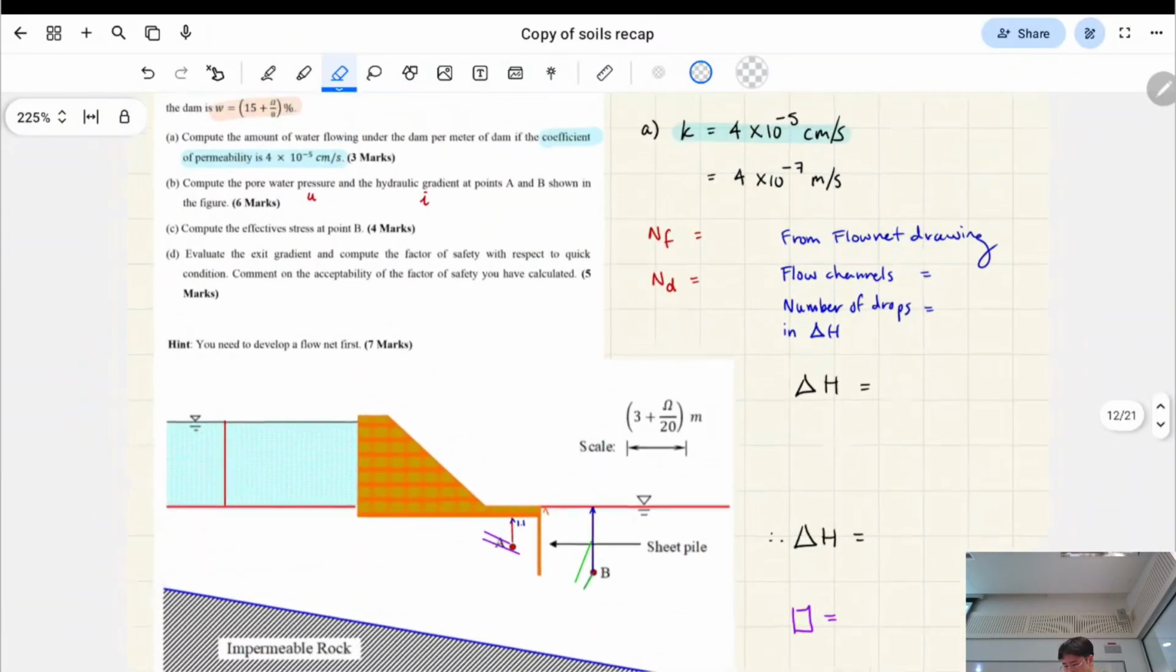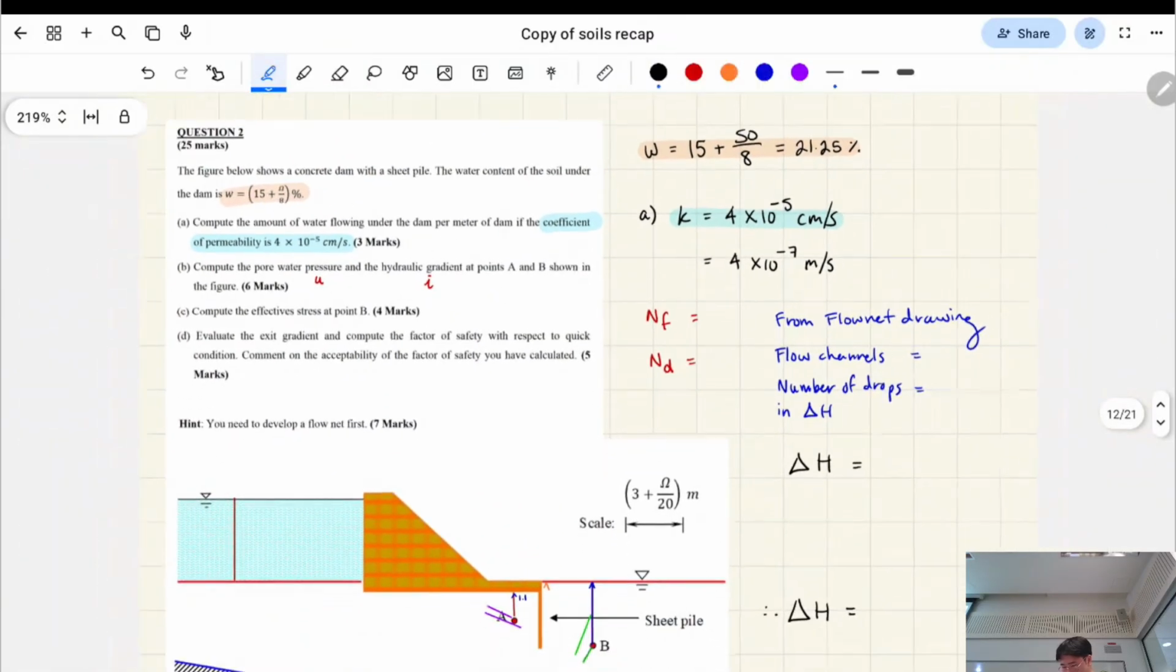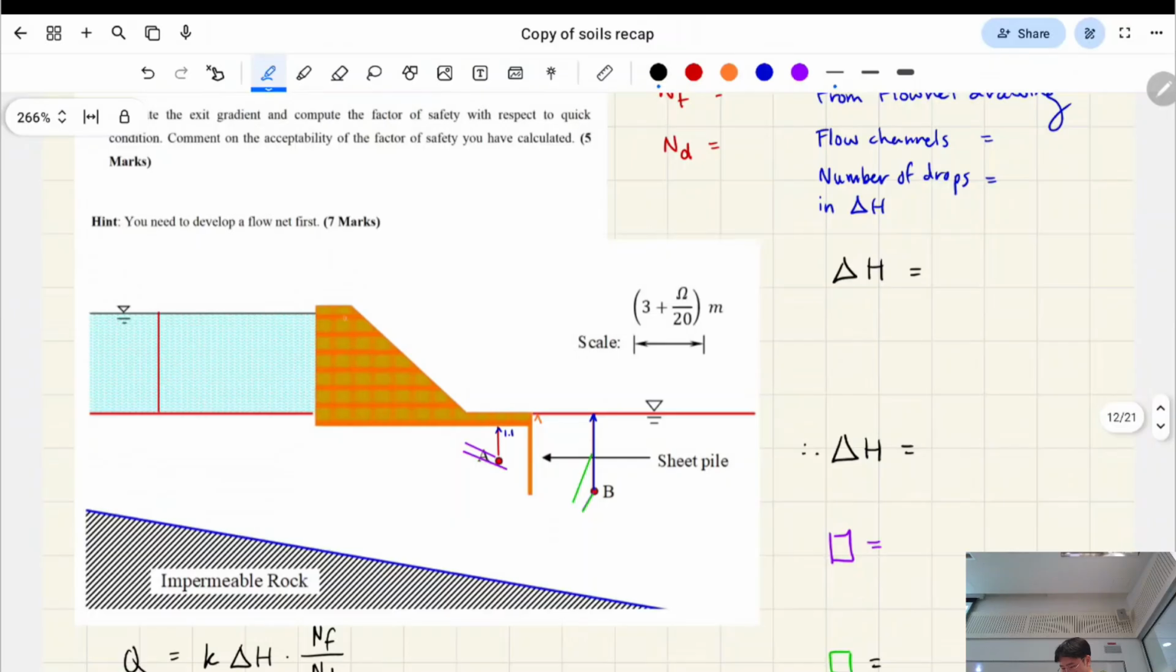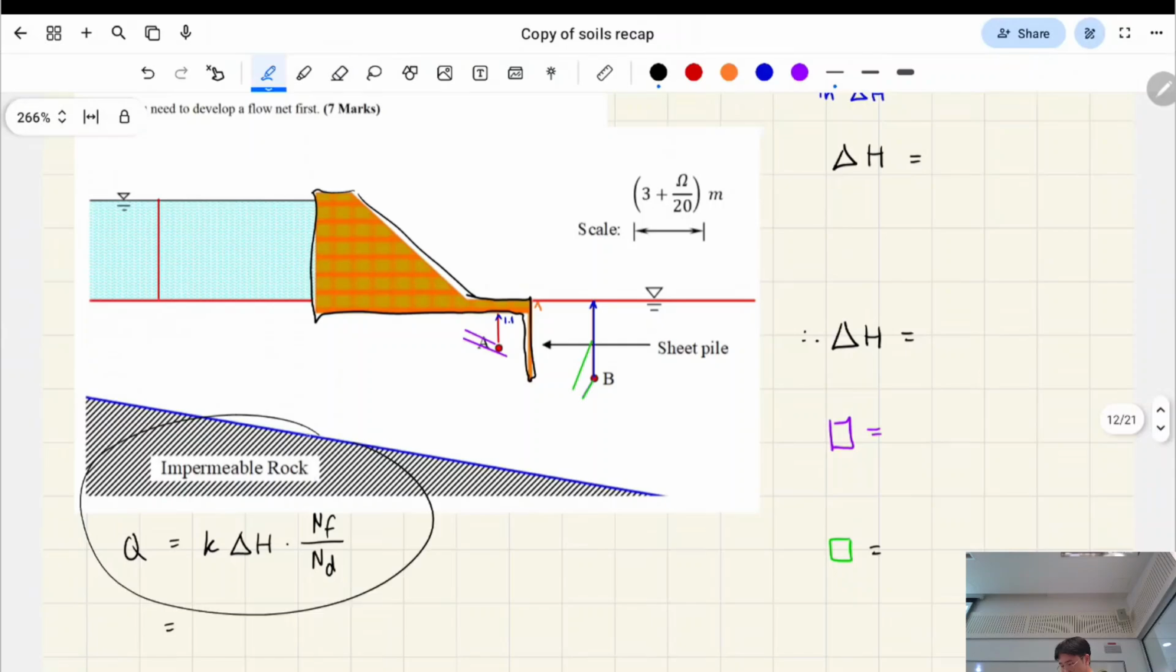Okay, so here's how a question is typically presented in the exam. Basically, here's concrete, so this is impermeable material, we assume. On the left-hand side here, we have water that's elevated, and then over here, the water table's at the ceiling of where the soil is. And yeah, we have impermeable rock here as well.